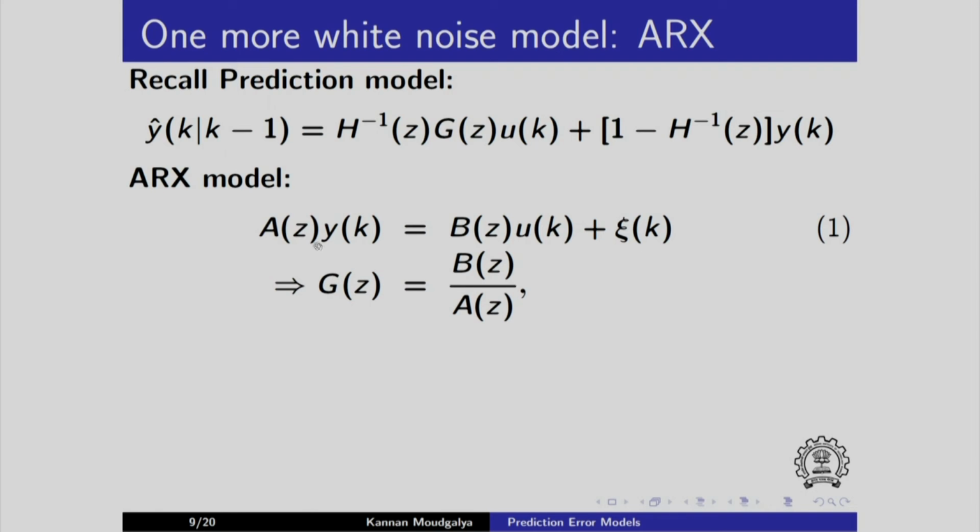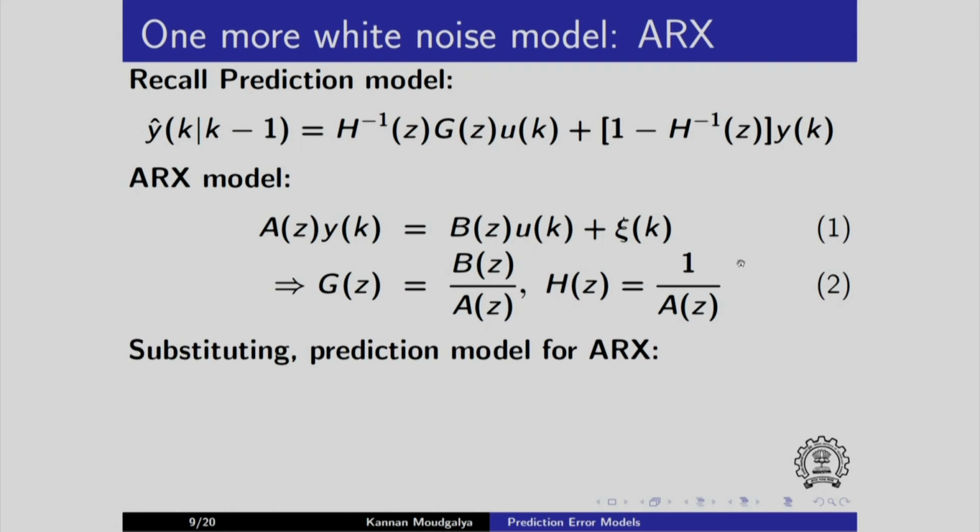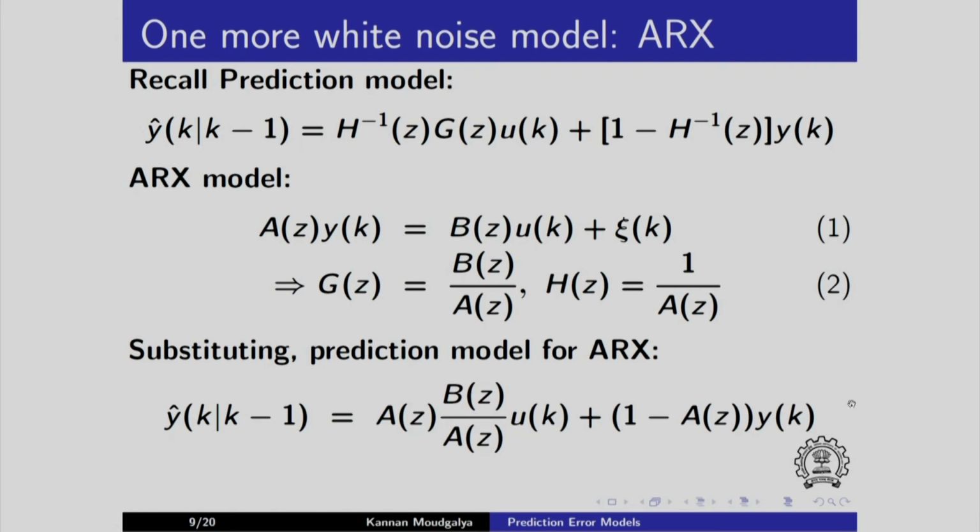So as a result, when I take this A to the denominator, B by A becomes this plant transfer function G and H becomes 1 by A. When we substitute in this expression, we get the prediction error model for ARX, which is obtained here. When I simplify it, I get this expression. So here is the prediction error model for an ARX model. Similarly, you can arrive at prediction error models for lots of other models also.